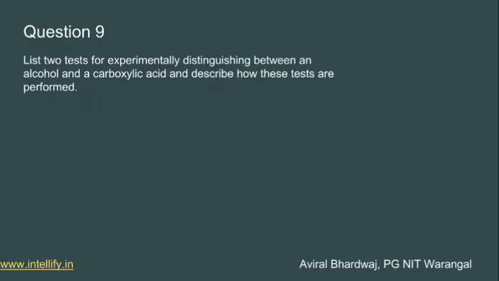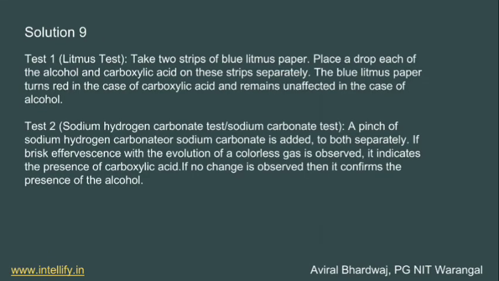So next is question 9. List two tests to experimentally distinguish between an alcohol and a carboxylic acid and describe how these tests are performed. In chemistry, different compounds have different tests. So we discuss two tests. Test 1 is the litmus test. It is a very easy test.